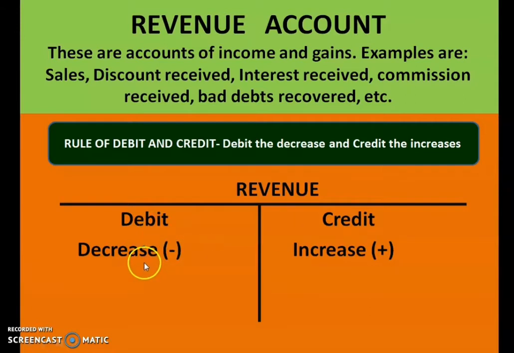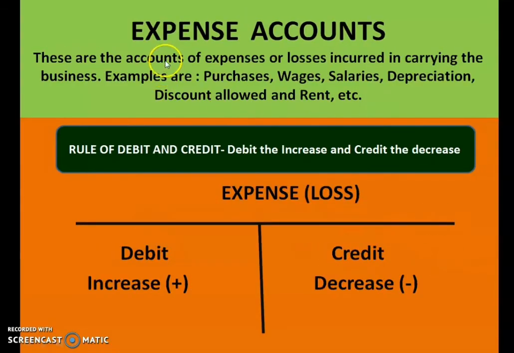Debit the decrease, and if it is on the credit side, you have to post it if it is an increase in revenue. Now the next case is expenses account. These are the accounts of expenses or losses incurred in carrying on the business. So while you are doing the business, if you have some expenses or losses, that will be shown under which account? Expenses account. Some examples of expenses account are purchases.